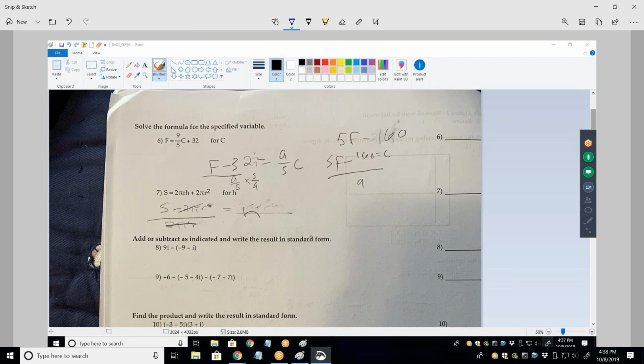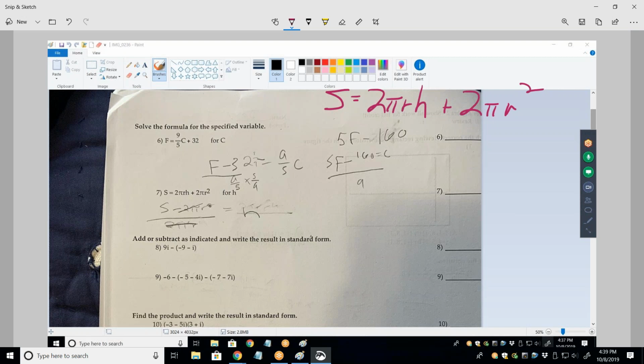This one I finished. Let me start from the top here. S equals 2 pi RH plus 2 pi R squared. Now, when you're solving for, in this case, H, the goal is to get everything without H on the other side of the equation, and then get everything that's multiplying H out of there. So what's the first step? What's the next line I'm going to have here?